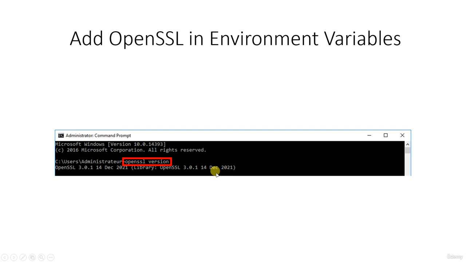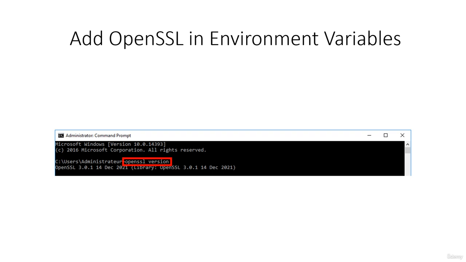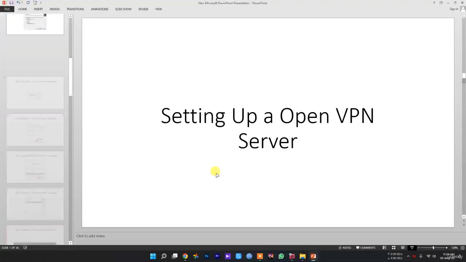After adding our environment variable, we need to install OpenVPN. Just visit the OpenVPN official website and download it. Let me show you the process.